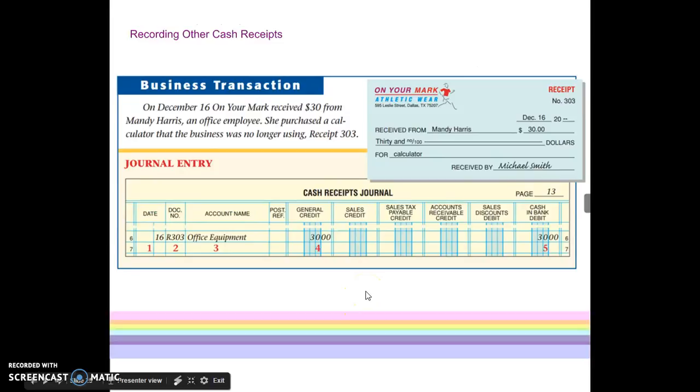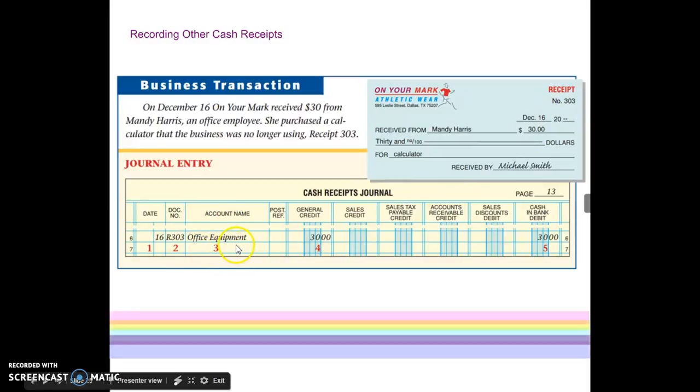Now, other cash receipts, let's say, for example, that on December 16th, On Your Mark received $30 from Mandy Harris, an office employee. She purchased a calculator that the business was no longer using, receipt number 303. So in this case, this is going to be slightly different because we have the date of the 16th, we have the document number R303, receipt 303, account name, office equipment.